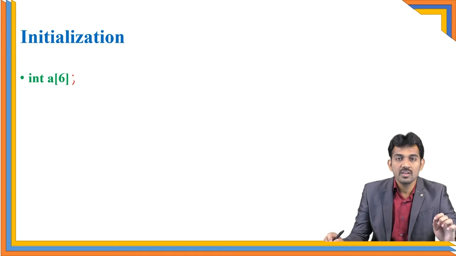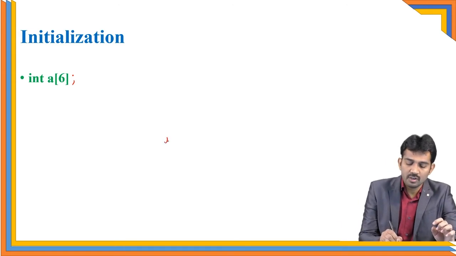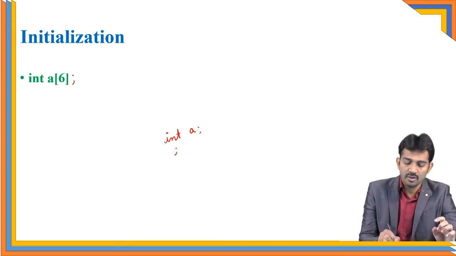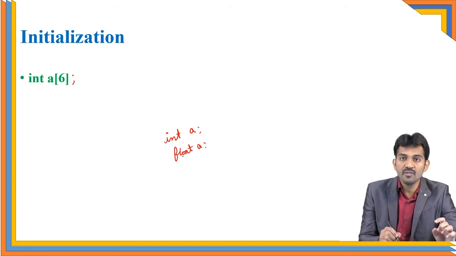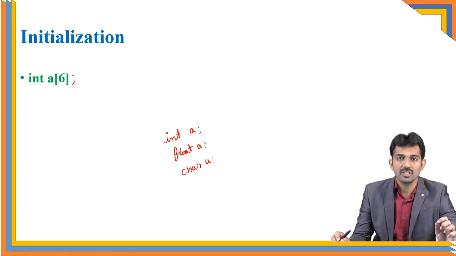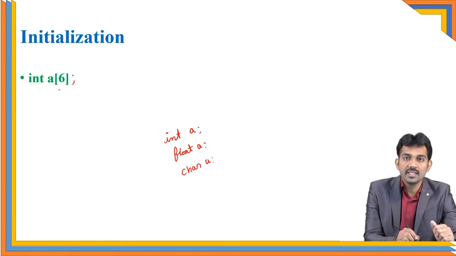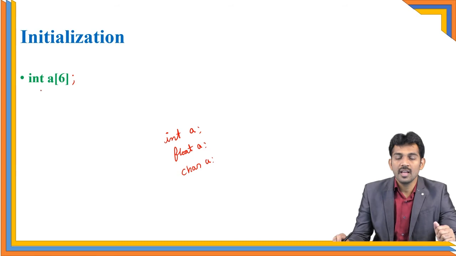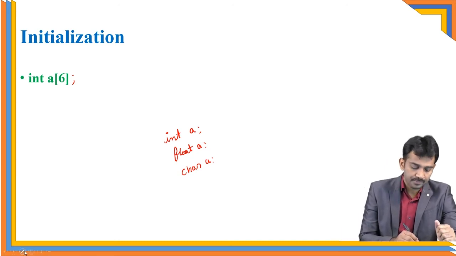So please note this. If you write int a, how can we pronounce it? See, a is an integer variable. If you write float a, then a is a float variable. char a, then a is a char variable. Like that you need to pronounce. So here also a is an array of 6 integer variables. Like that you need to pronounce.